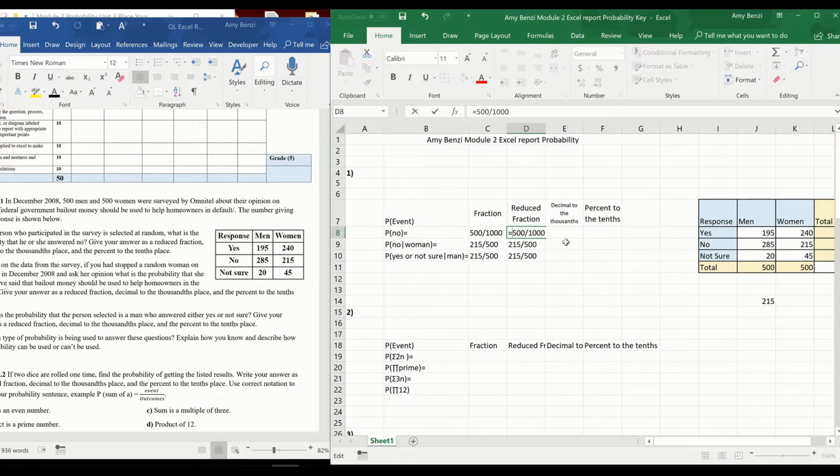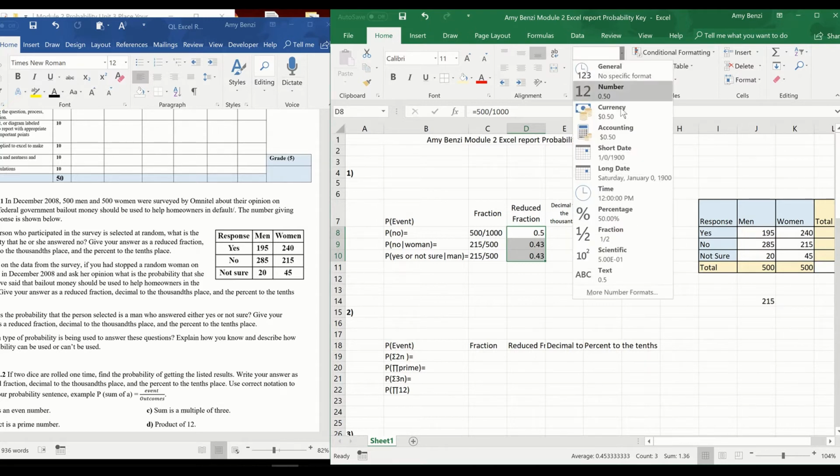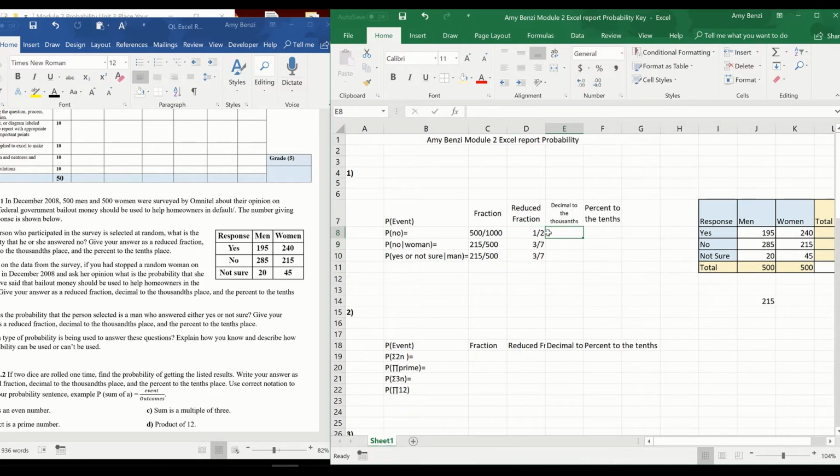Once I put an equal sign in here, Excel's actually going to do the math for me. Hit enter. I know it's a decimal. That's okay. So I'm just going to do all these at once. Now I'm going to select all of these and go up to my numbers grouping and select fraction. And look there, it reduces all my fractions for me.